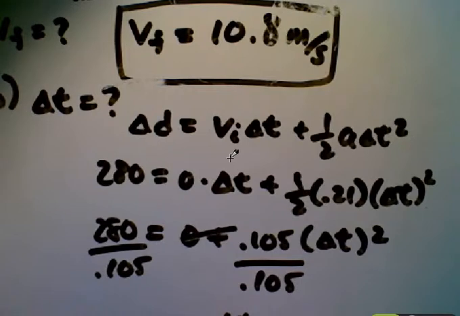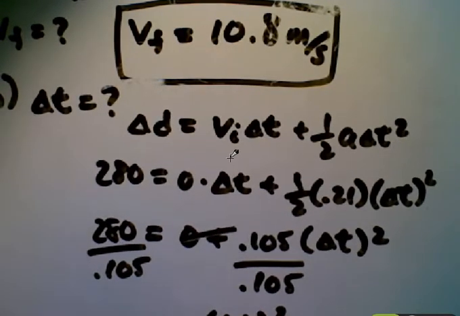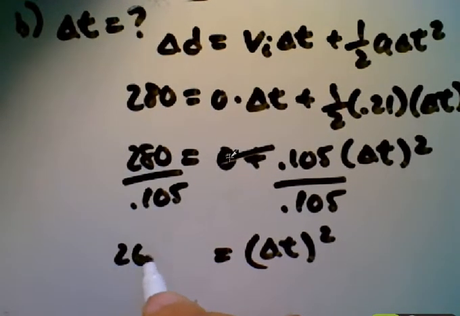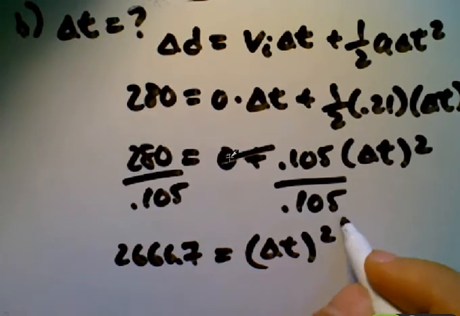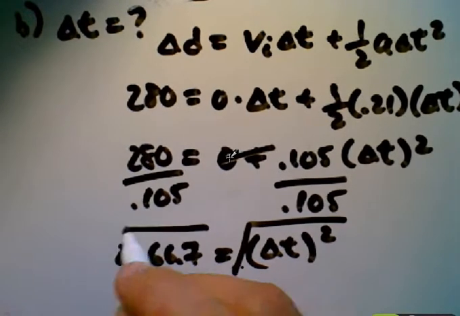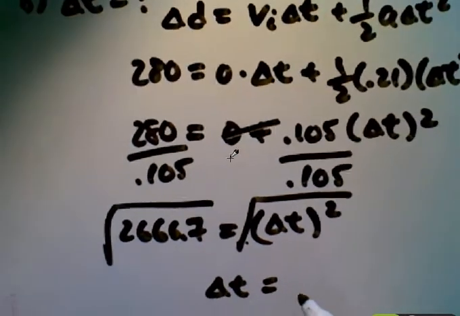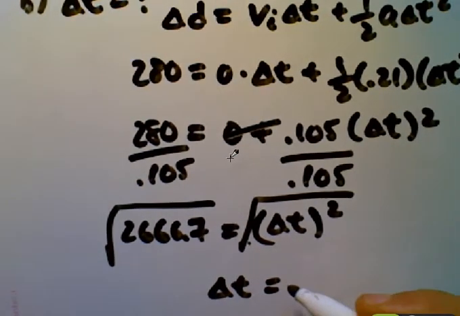So delta T squared equals 266.67. And we're going to square root both sides. And that gives us delta T equals 51.6 seconds.